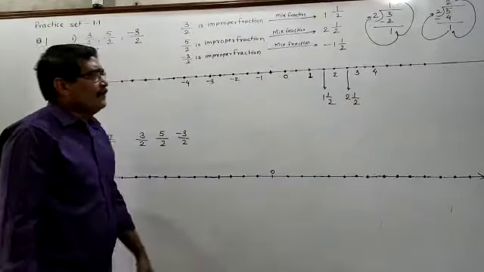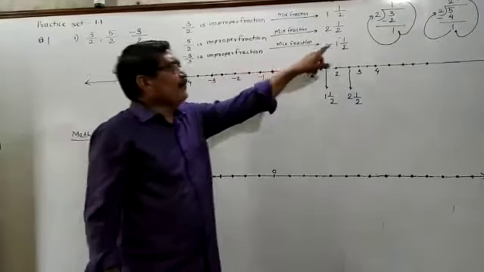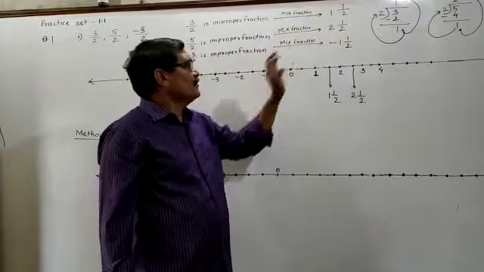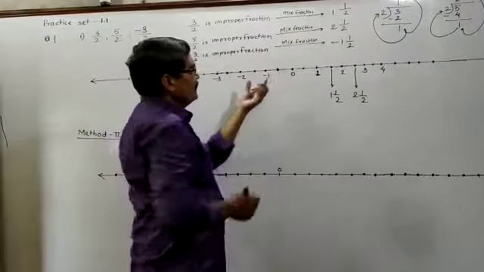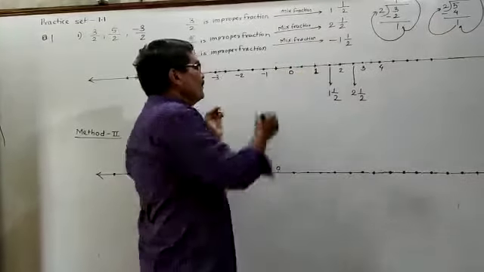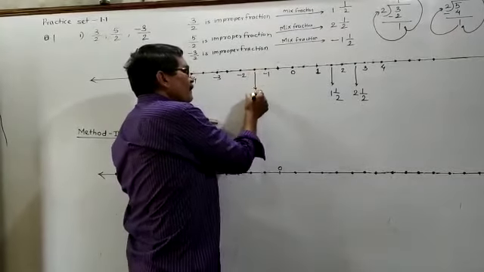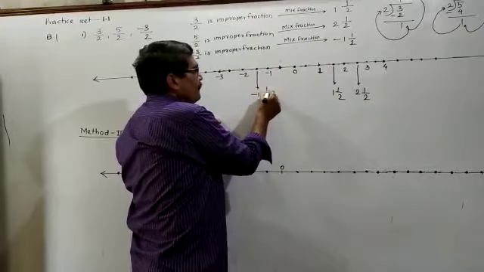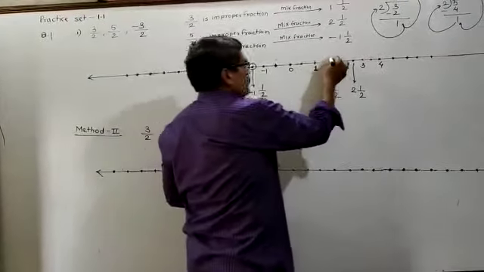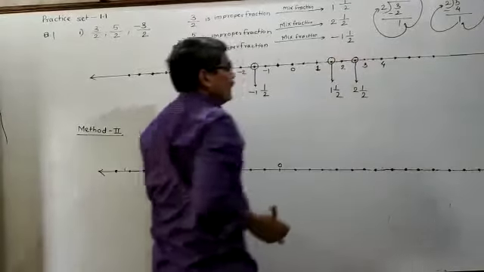Then you have to find minus 1 whole 1 upon 2. This will come to the left of 0. So first of all you have to go to minus 1. After minus 1, go to the first point, and this will be minus 1 whole 1 upon 2. In this way you have to show the rational numbers on the number line.